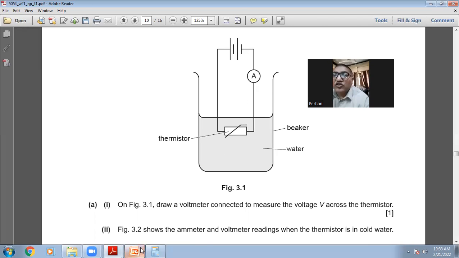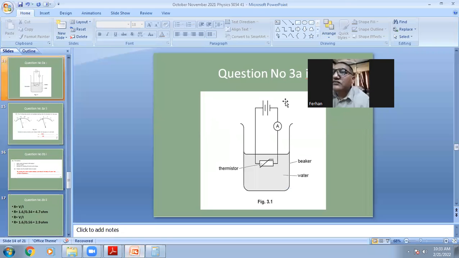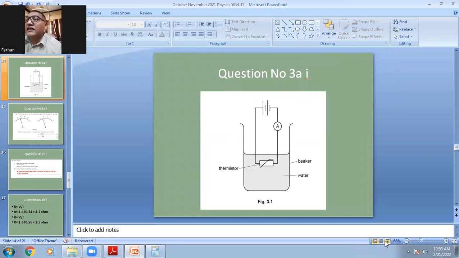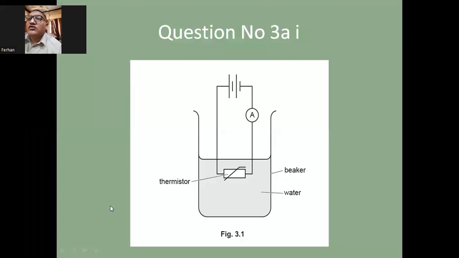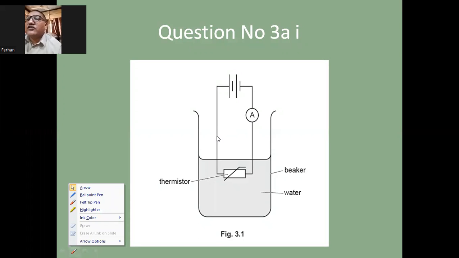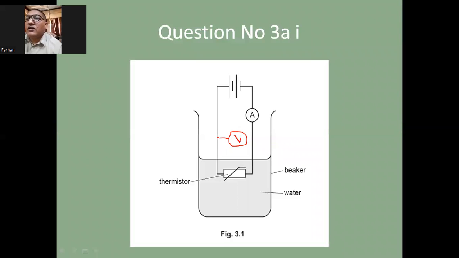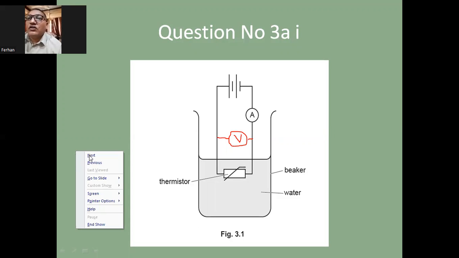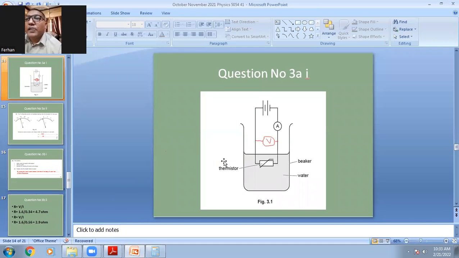So let me show you. I have drawn that diagram. So hopefully you can see that this diagram is showing up on your screen. So, oh my God, I have not drawn it. So let's draw this. We have to draw that. So if you want to draw, here will be the meter. Okay. So this is how you will draw that voltmeter. That voltmeter should be parallel to the thermistor.